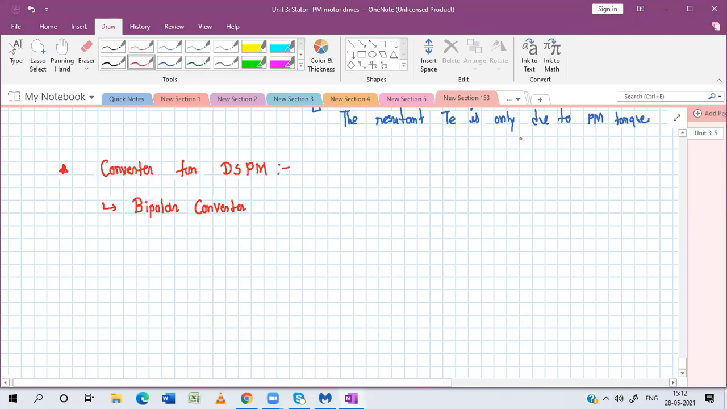The reactance terms become zero because of the constant L with rotor position, right?